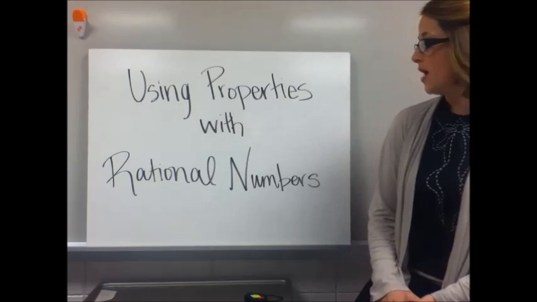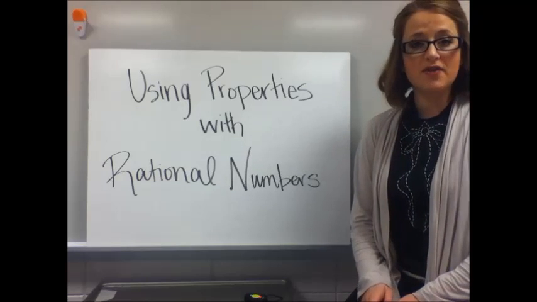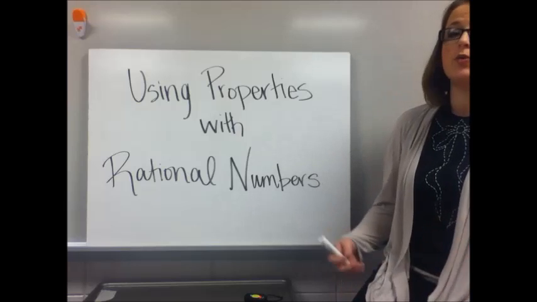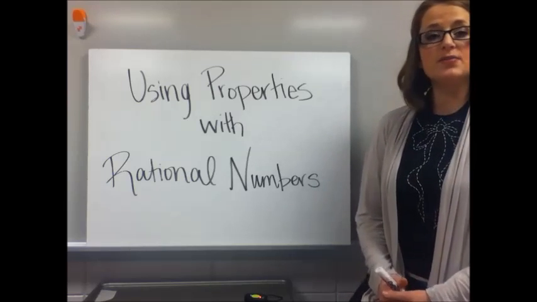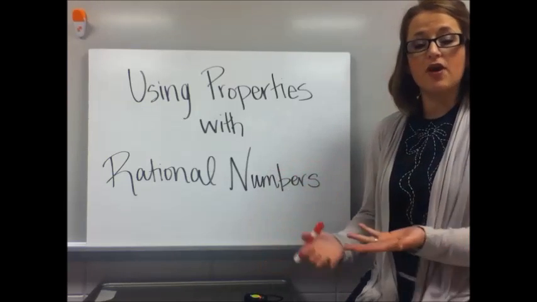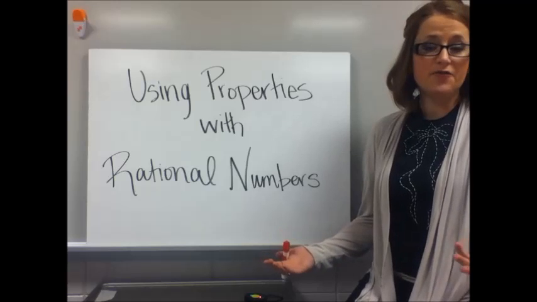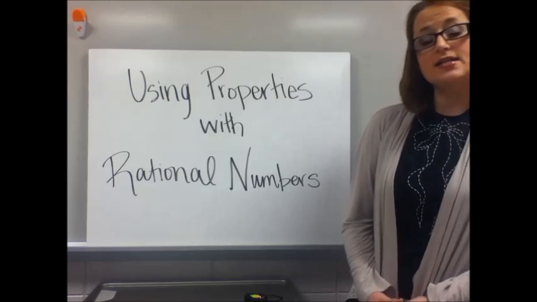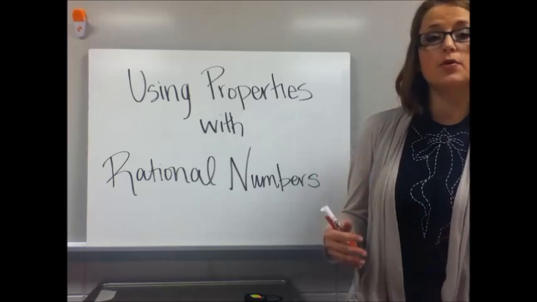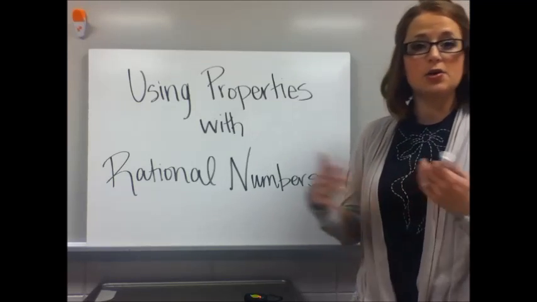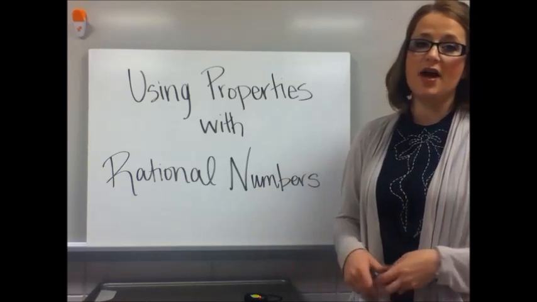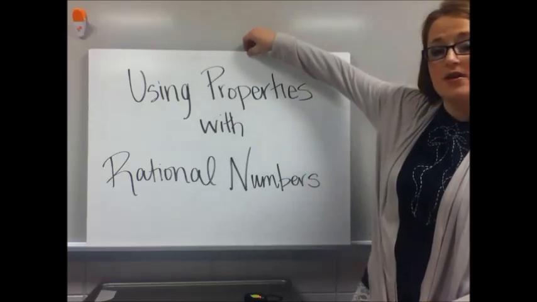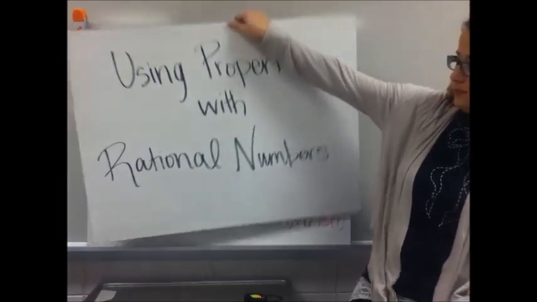Using properties with rational numbers is how we can find equivalent expressions or equivalent equations. And what this means is that you can show the same math phrase or the same math sentence in different ways. This is useful because it makes certain equations easier to solve, or it gives us multiple options of how to find a total cost or a total number of hours or all kinds of other real life applications.